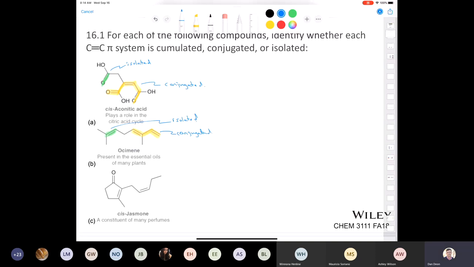What about the last one? Any ideas with the last one? Okay, I see conjugated and isolated. I see both, and you're both correct, right? We have a conjugated system right here, so we'll just put conjugated like that. And then over here, oops, I meant to highlight that, we have an isolated system right there.